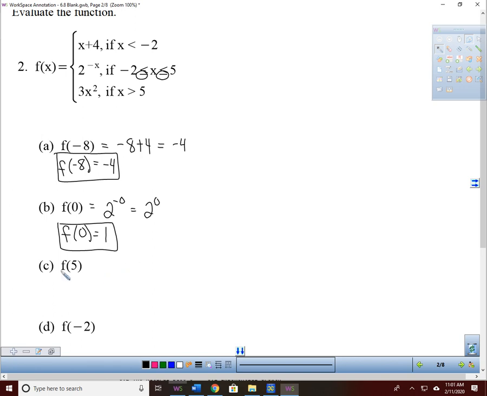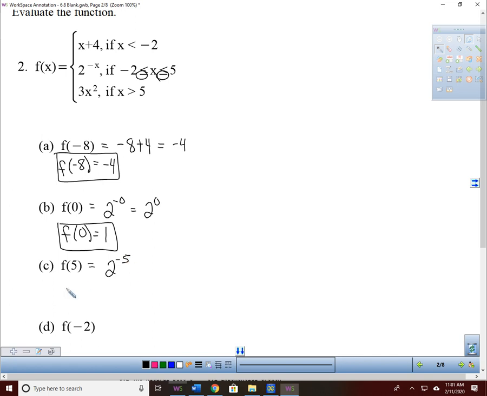Okay? So now I'm going to look at 5 and see where 5 fits in. Is 5 less than negative 2? No. Is 5 between -2 and 5? And remember, I am equal to 5 here as well. This is where 5 fits. 5 doesn't fit here because 5 is not bigger than 5. But 5 is less than or equal to 5. So that gives me 2 to the -5th.